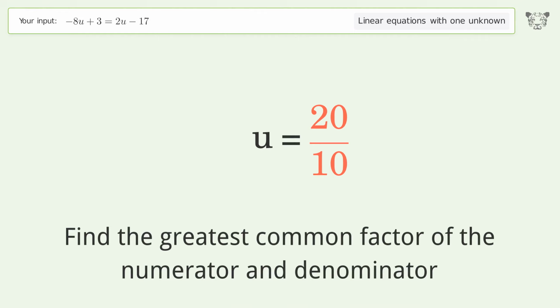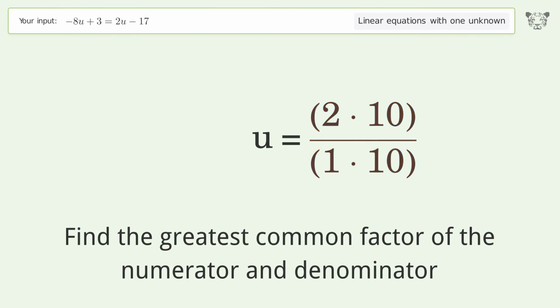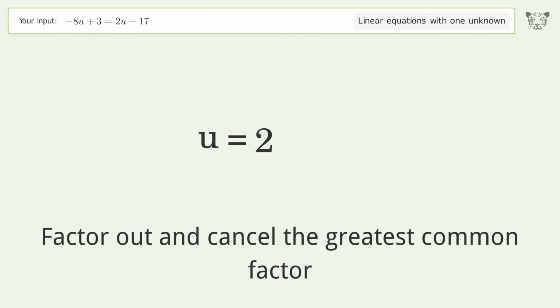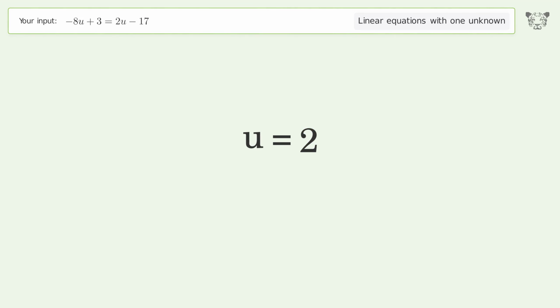Find the greatest common factor of the numerator and denominator. Factor out and cancel the greatest common factor. And so the final result is u equals 2.